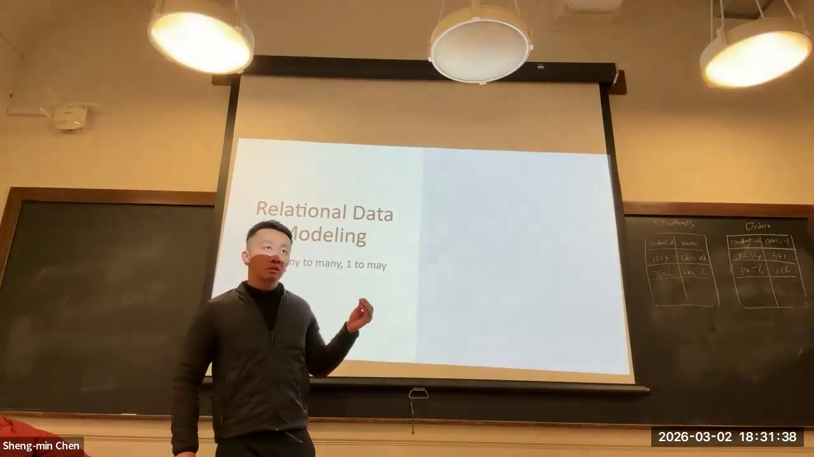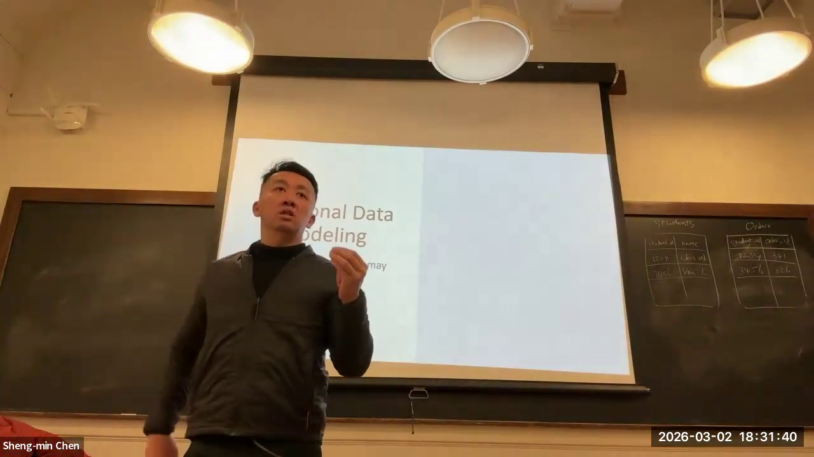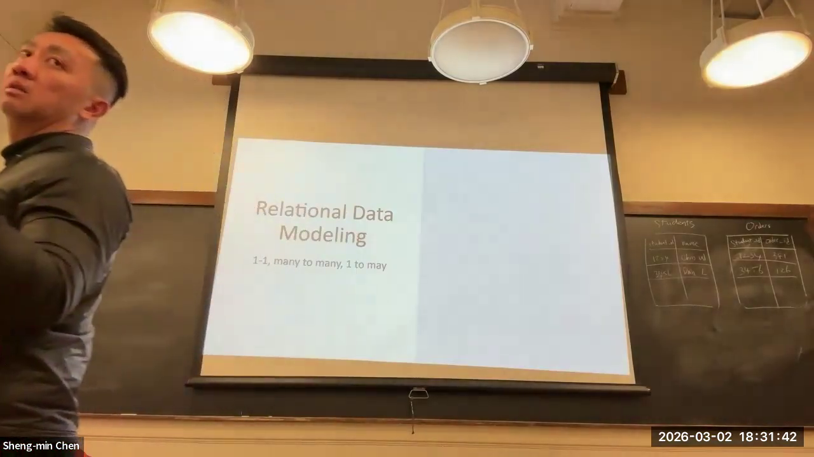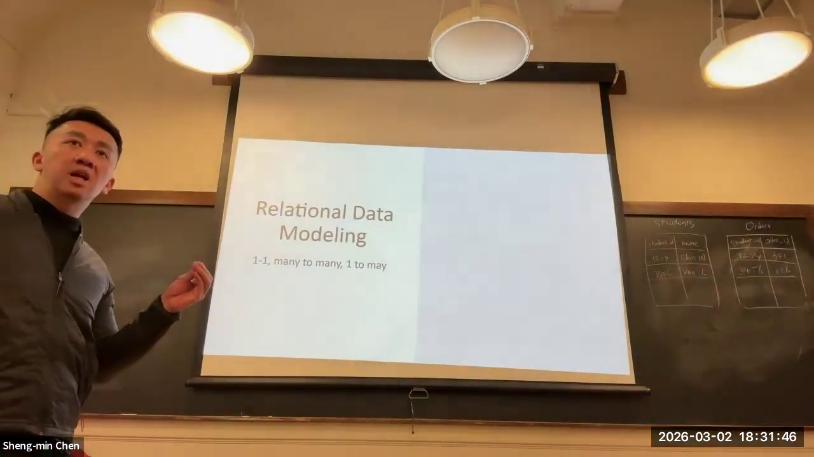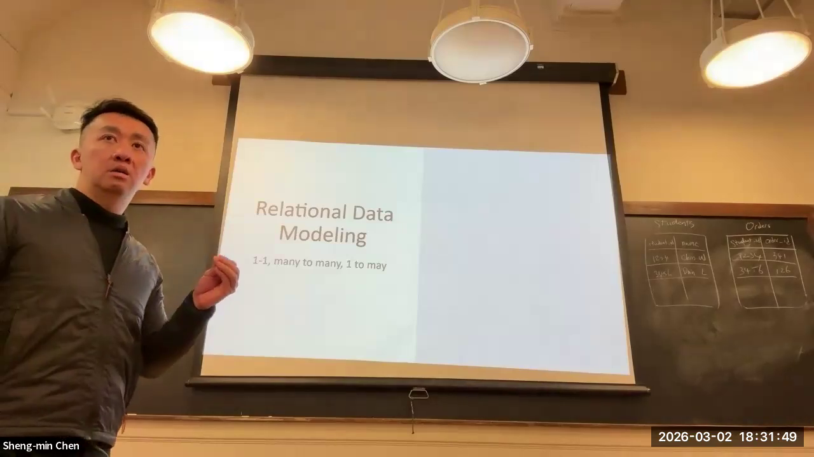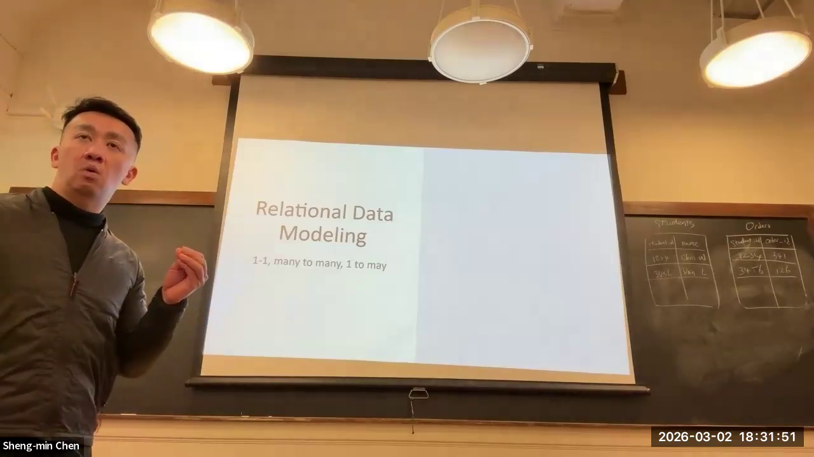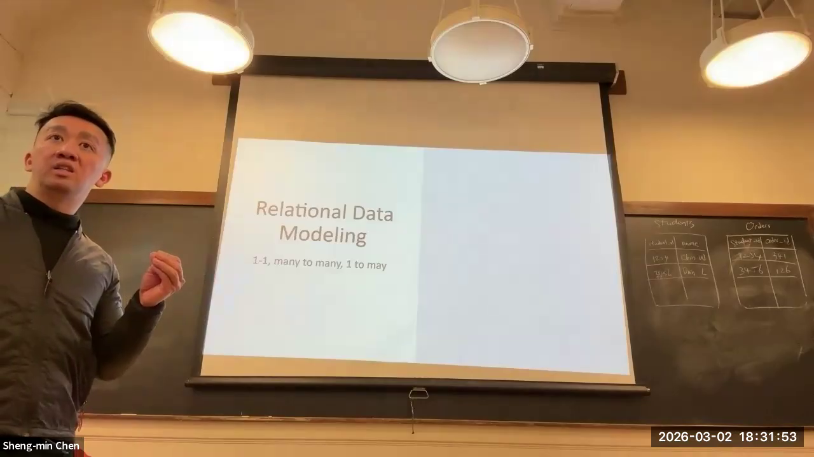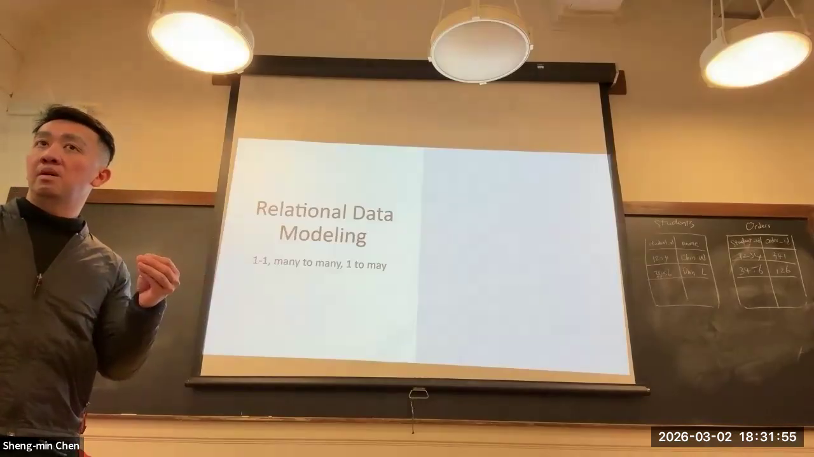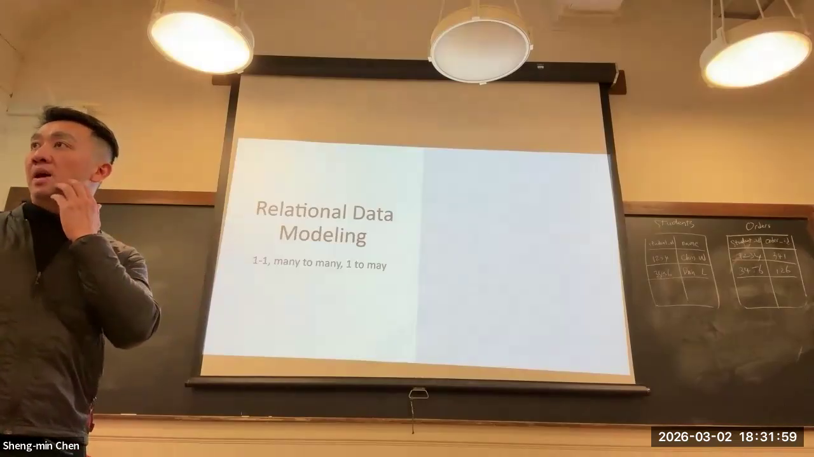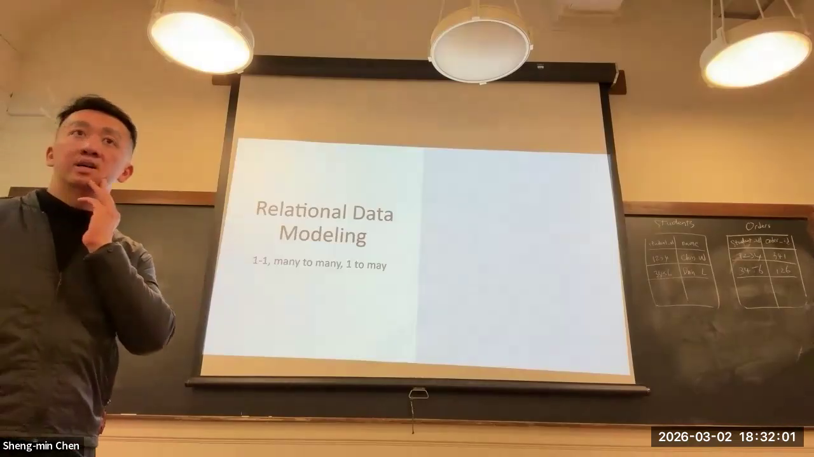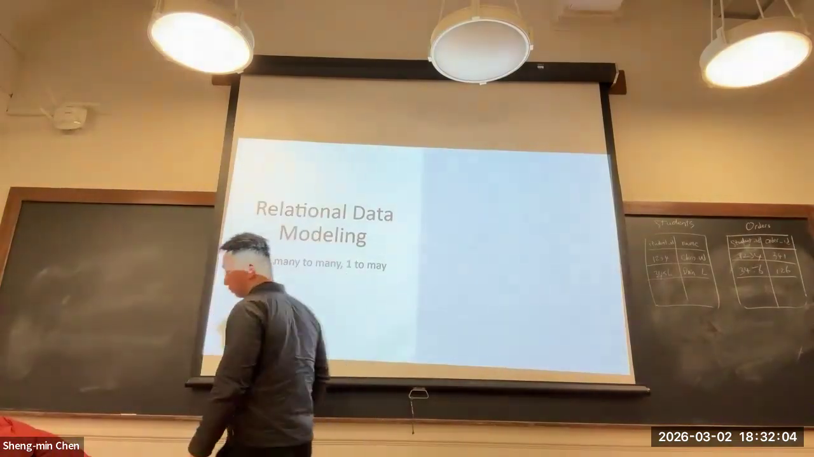What is the cardinality? When you're designing your database, you should start thinking about the relationship type. Is it a one-to-one cardinality, or one-to-one relationship? Or is it a one-to-many relationship, many-to-one relationship? Or is it a many-to-many relationship? That's what cardinality means. Okay?